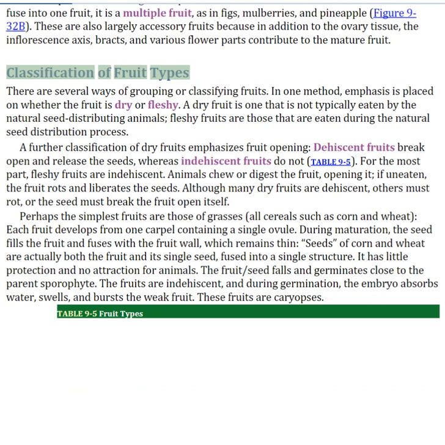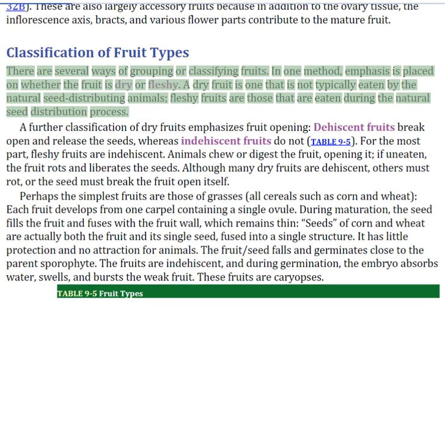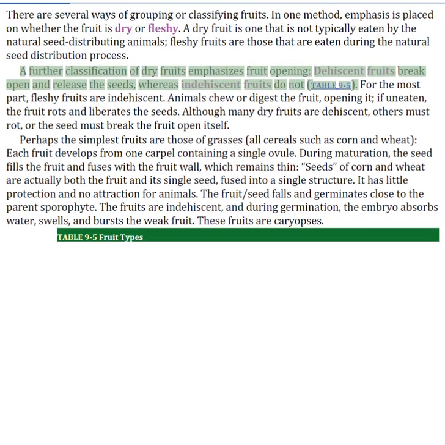Classification of fruit types. There are several ways of grouping or classifying fruits. In one method, emphasis is placed on whether the fruit is dry or fleshy. A dry fruit is one that is not typically eaten by the natural seed distributing animals. Fleshy fruits are those that are eaten during the natural seed distribution process. A further classification of dry fruits emphasizes fruit opening. Dehiscent fruits break open and release the seeds, whereas indehiscent fruits do not.